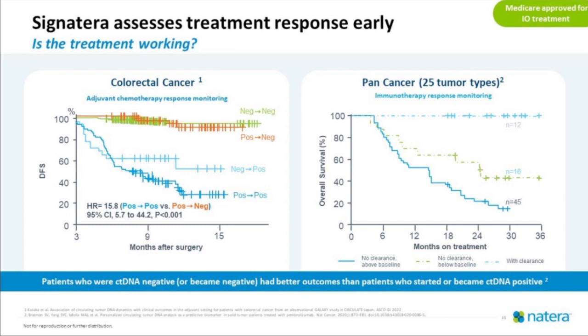It's also an ability for Signatera to assess treatment response early. So on your left, is the treatment working? One of the earlier slides that Dr. Botta mentioned is following patients through time and to determine whether or not the treatment is working. As you can see here on the left panel in colorectal cancer, this is adjuvant chemotherapy response monitoring. Obviously, the top panels here are patients who've gone from negative to negative and from positive to negative, seeing significant improvements in disease-free survival, or DFS, as opposed to patients that go from a negative ctDNA to a positive or remain positive, with significant decreases in disease-free survival.